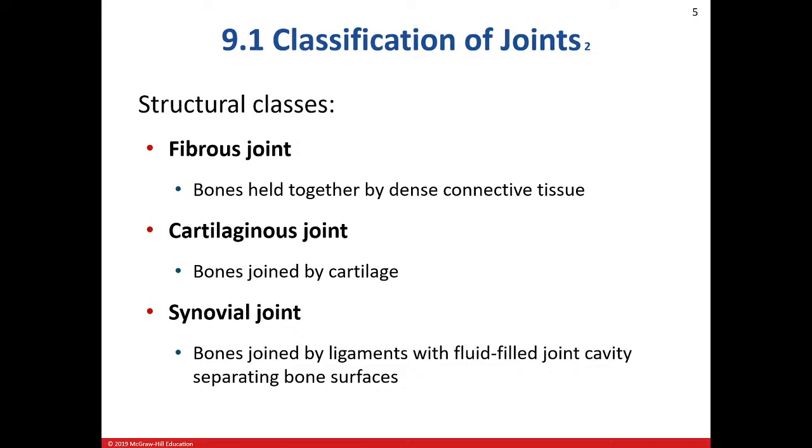In fibrous joints, the bones are held together by a dense, fibrous connective tissue, right? Cartilaginous joints are held together, or at least joined, by cartilage. And then a synovial joint is more complex, but the bones are joined by ligaments, and there's a fluid-filled cavity. Inside the cavity, you will find synovial fluid, which lubricates the joints. Many of the more movable joints are going to be synovial joints.